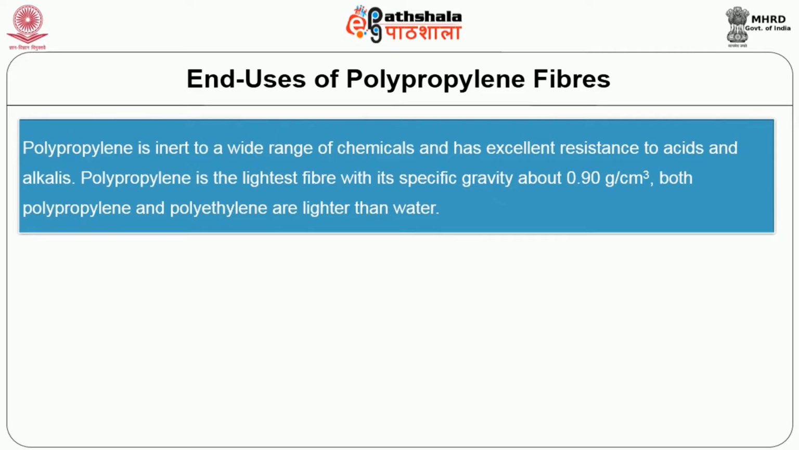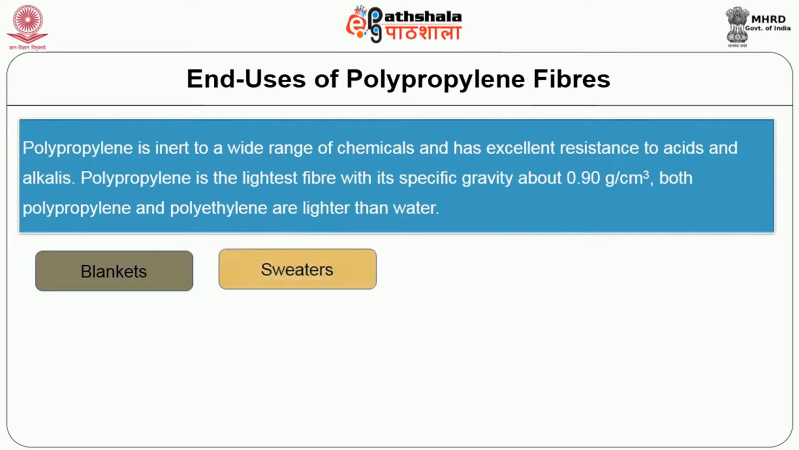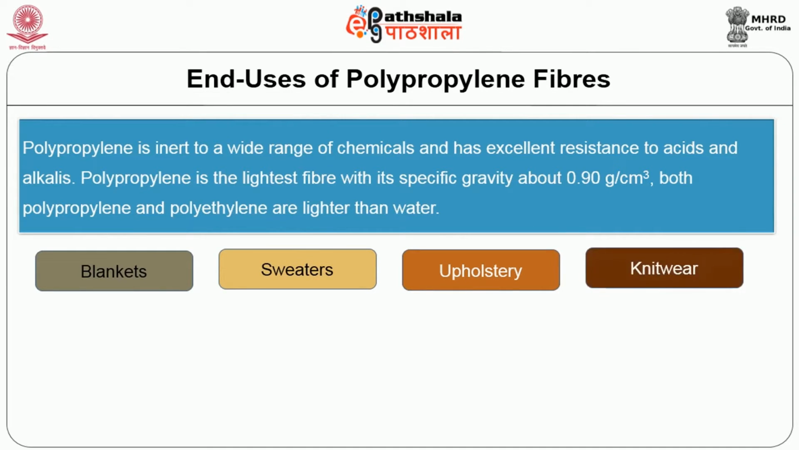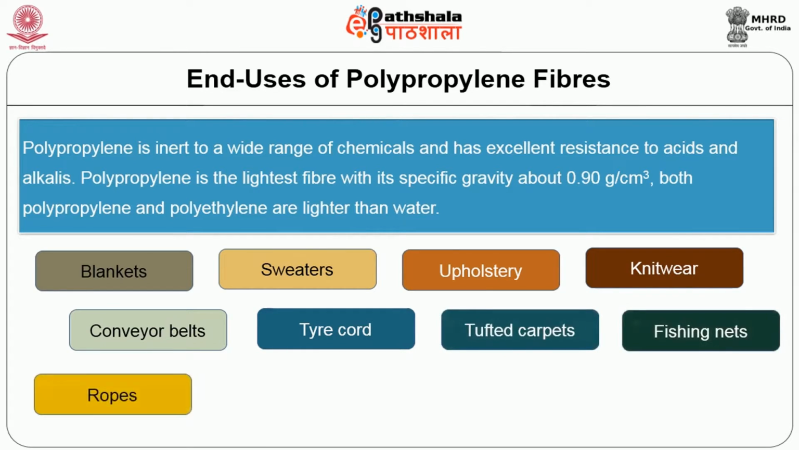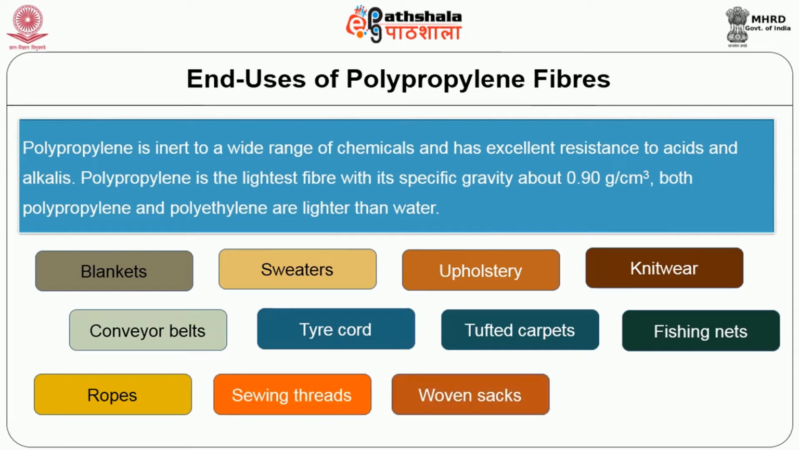End-use applications of polypropylene fibers. Polypropylene being the lightest fiber with its specific gravity around 0.9 grams per cubic centimeter, both polypropylene and polyethylene are lighter than water. Its applications include blankets, sweaters, upholsteries, knitwear, conveyor belts, tire cords, tufted carpets, fishing nets, twines, ropes, sewing threads, woven sacks, and packaging and other materials, etc.